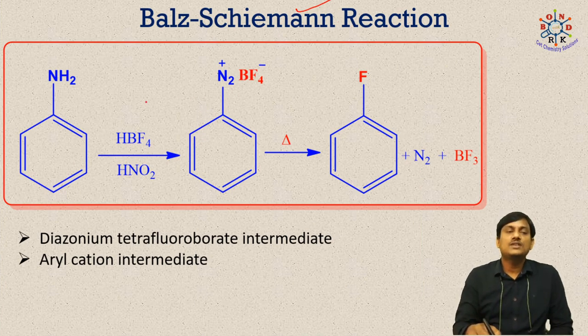In this reaction, the starting molecule is aniline. When you treat aniline with HBF4 in presence of nitrous acid, there is a formation of diazonium tetrafluoroborate. This is a diazonium tetrafluoroborate intermediate.